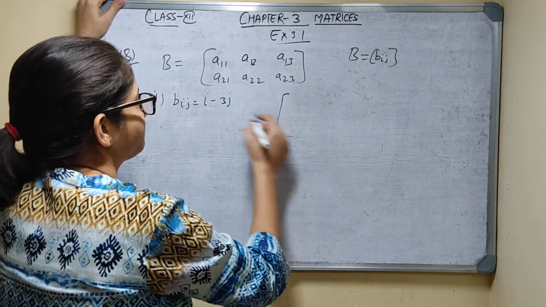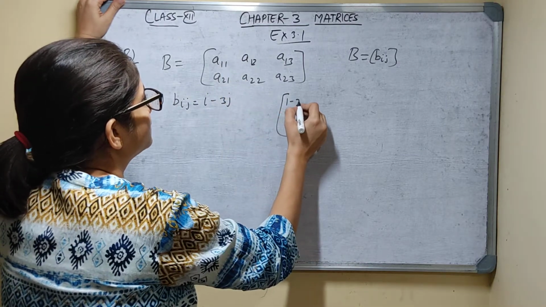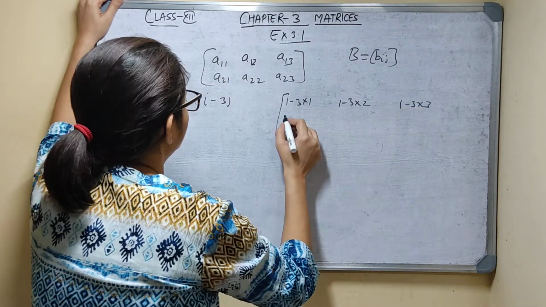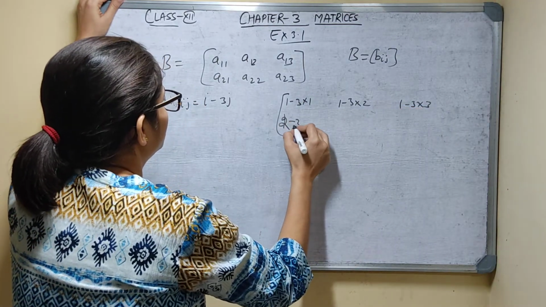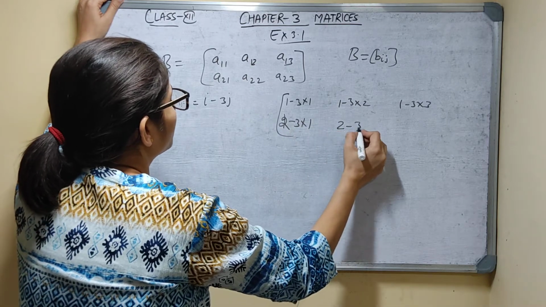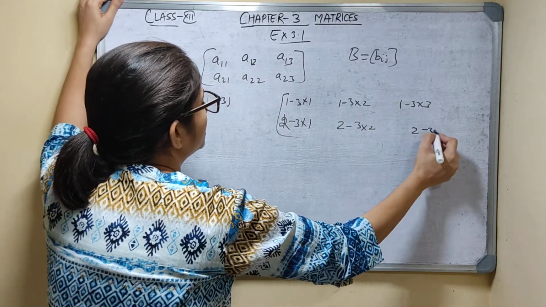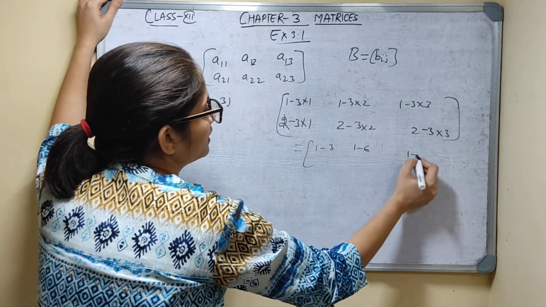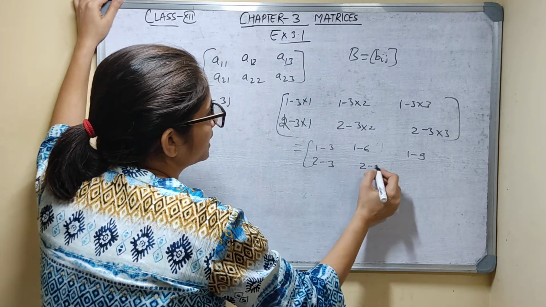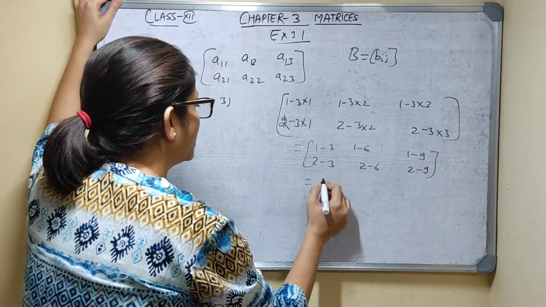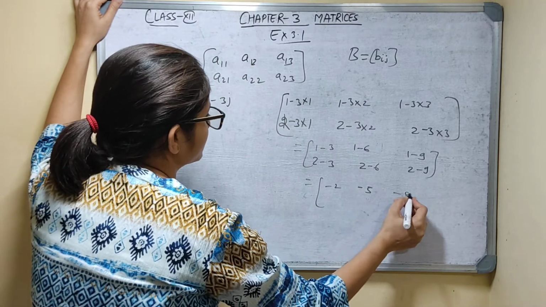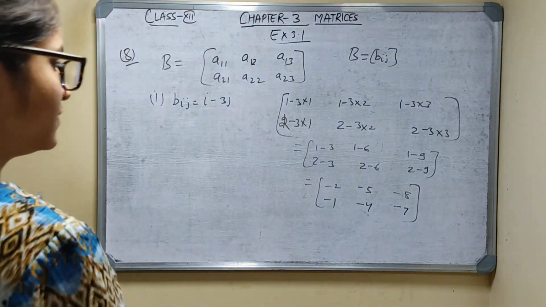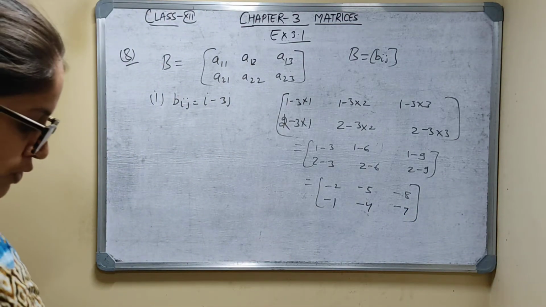So how will you write? 1 minus 3 into 1, 1 minus 3 into 2, 1 minus 3 into 3, 2 minus 3 into 1, 2 minus 3 into 2, 2 minus 3 into 3. So 1 minus 3, 1 minus 6, 1 minus 9, 2 minus 3, 2 minus 6, 2 minus 9. So we'll get minus 2, minus 5, minus 8, minus 1, minus 4, minus 7.